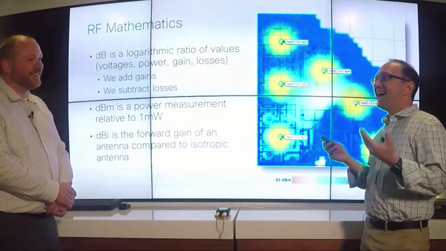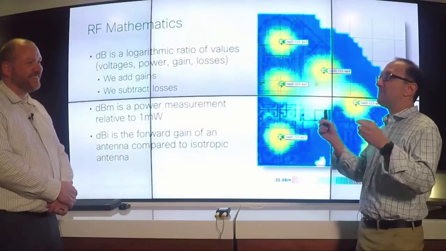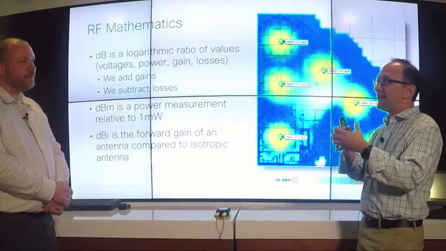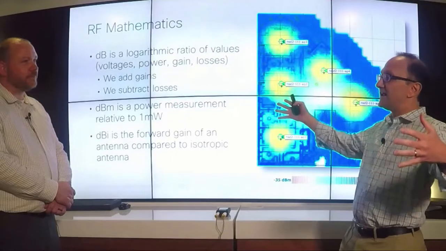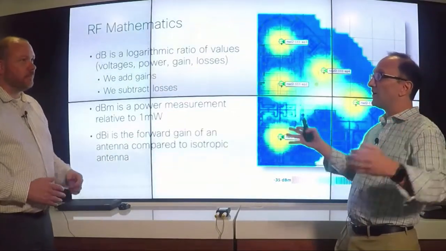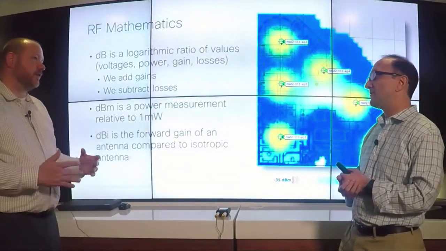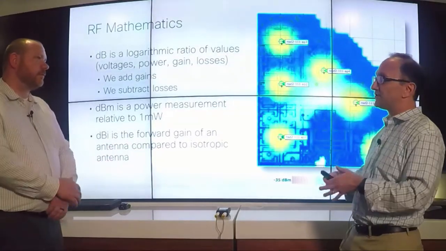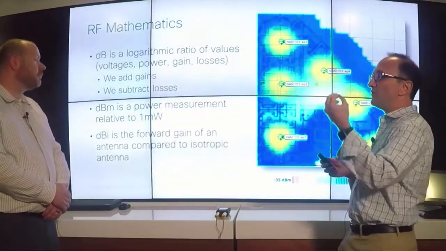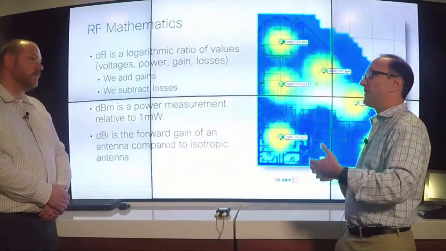An isotropic antenna is a theoretically perfect antenna. We actually can't have a perfect antenna that radiates evenly out everywhere. It's kind of like a sphere, like a beach ball. Exactly. So I'm measuring against what would be the perfect antenna if I could create it, which I can't.